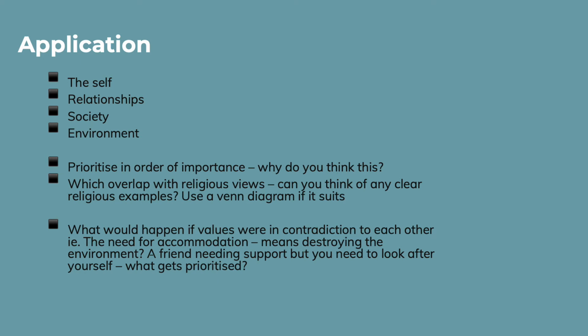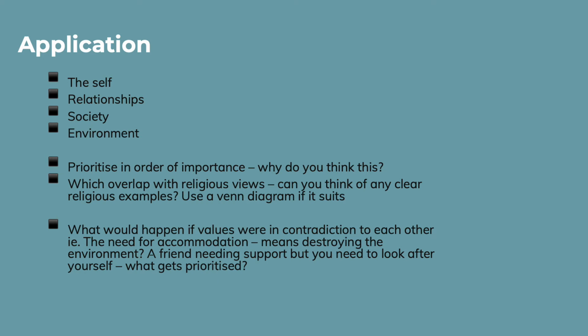Can they think of any clear examples? And I offer them the opportunity to use a Venn diagram if it suits them. I then give them a challenging question to think about. So what happens if these values contradict each other? And give them a couple of examples.